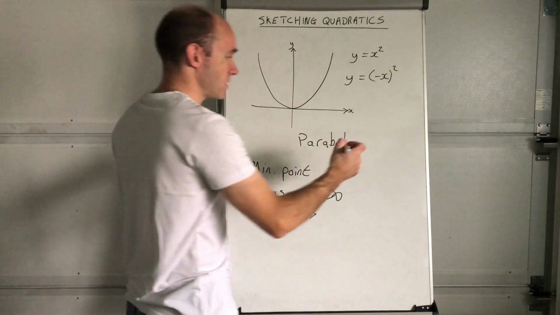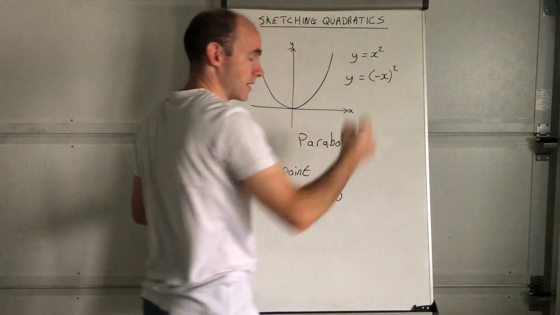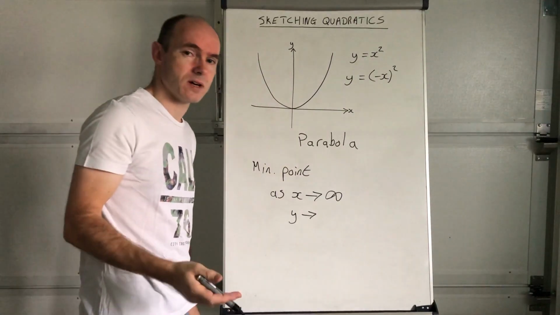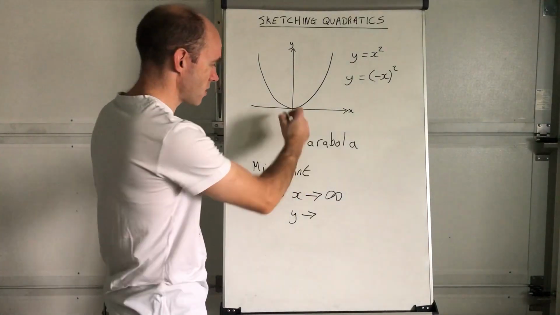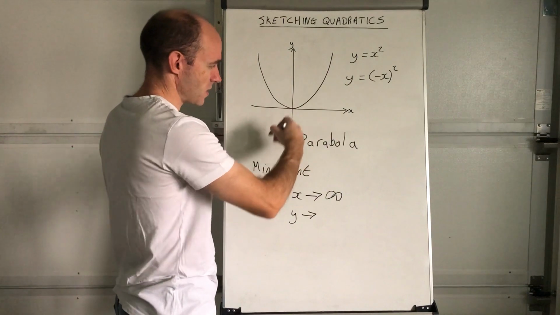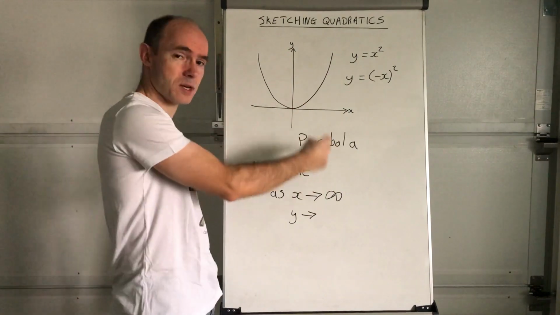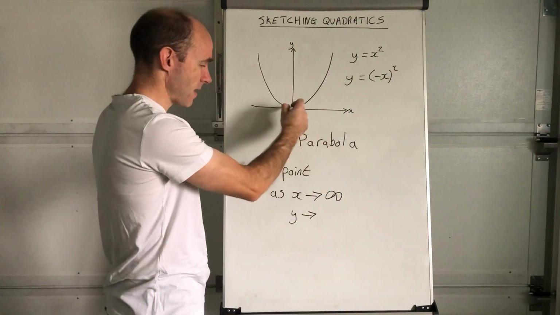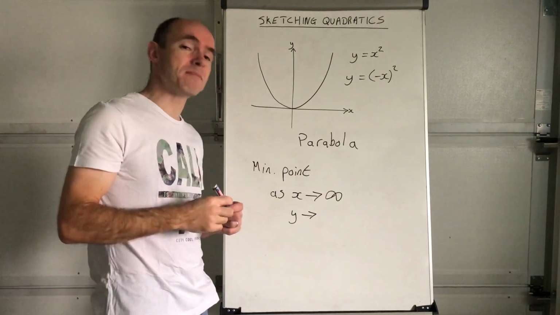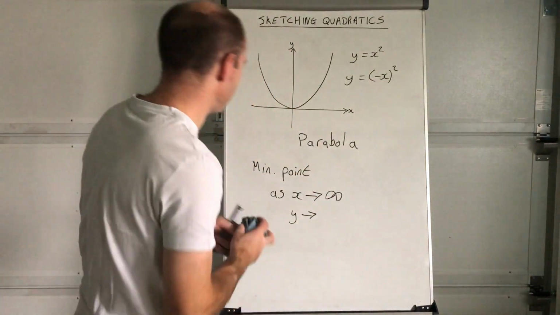If it's a graph like this, y equals negative x squared with a negative in front of it, you just reflect the whole graph through the x-axis. So it becomes what sometimes is called an N-shaped parabola, but it's still a parabola nonetheless, and that will have a maximum point. That's the very basic shape of a quadratic.